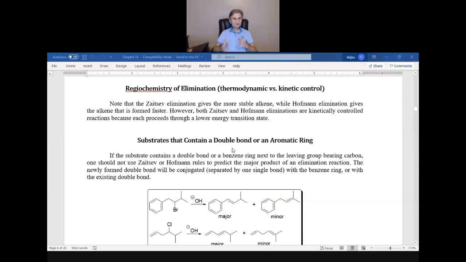And regiochemistry, that means Hofmann and Zaitsev, is always kinetically controlled. These reactions are kinetically controlled. So elimination reactions are kinetically controlled. And even if sometimes consideration of thermodynamic factors would give you the correct answer, still the reaction is kinetically controlled.